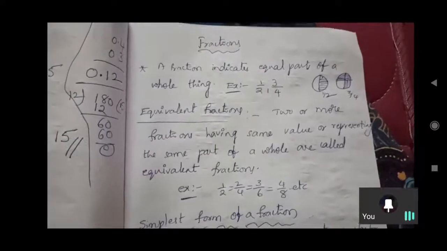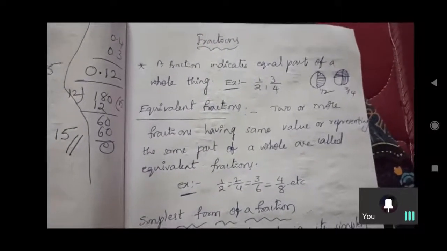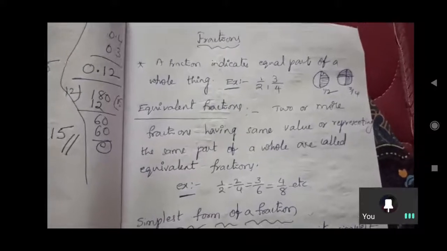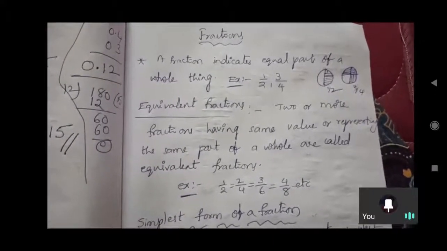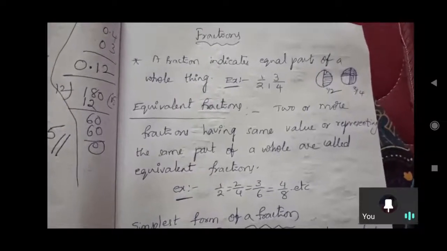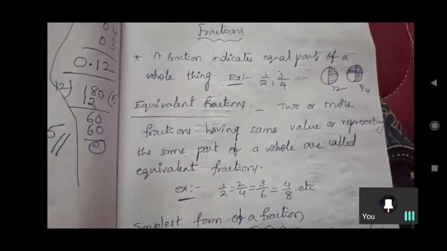3/4 means considering three parts from the whole four parts. So the whole thing is divided into equal parts and we take out some parts from that. That is called a fraction, which is in the form of a/b.